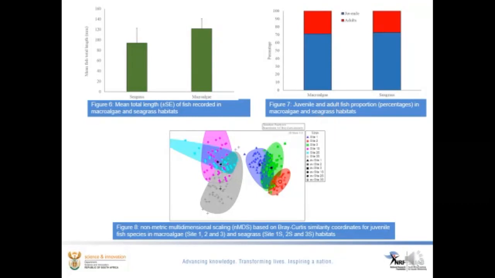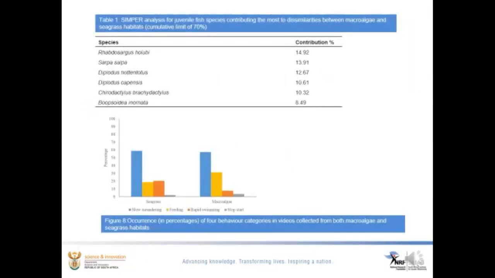Juvenile fish assemblages differed significantly between macroalgae and seagrass, but there were no differences between sites within each habitat. These are species that contributed the most to dissimilarities between the two habitats.